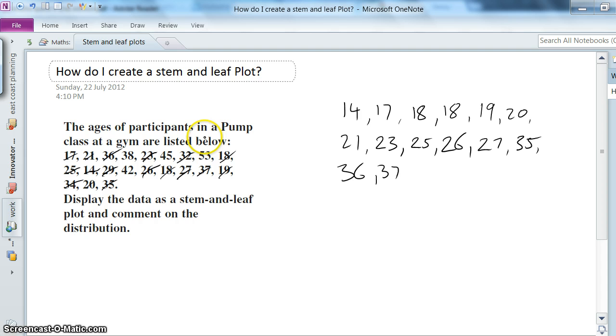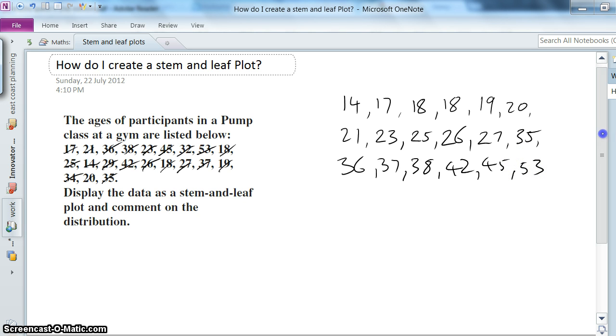So I've got 38, cross that out. I've got 42, and I've got 45, and the last one, I think, just double checking, is 53.